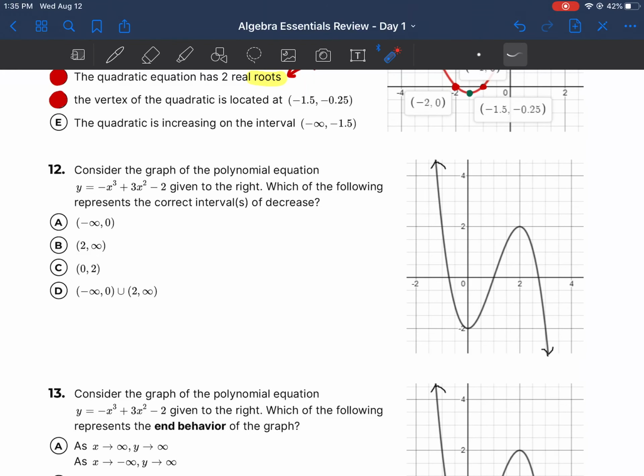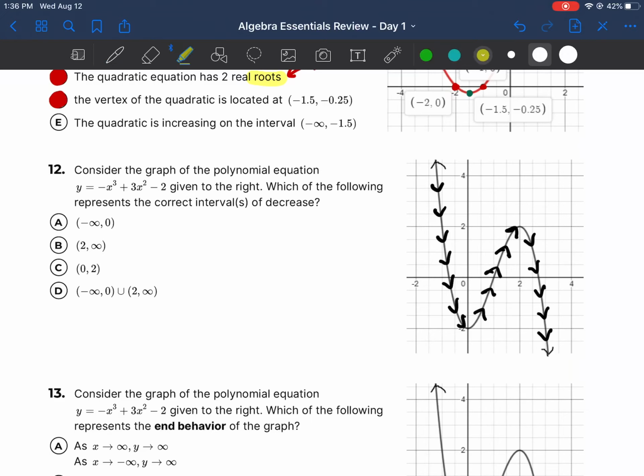Problem 12, consider the graph of the polynomial equation y equals -x cubed plus 3x squared minus 2 given to the right. Which of the following represents the correct interval or intervals of decrease? So again, an interval of decrease is an interval or a range of x values for which the y values are getting smaller between those x values. So if I start to trace the graph, this is how I look at intervals. From left to right, notice the little arrows that I'm putting on the graph here. These show the direction the graph is taking.